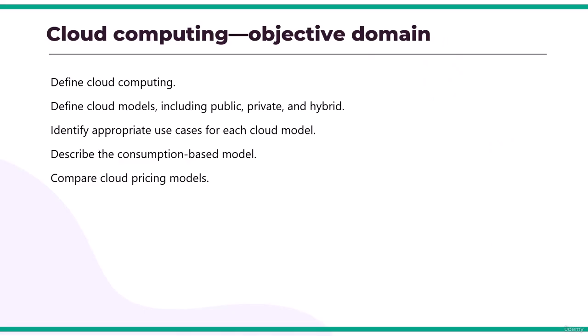Let's focus on the main objective of this particular domain. First, we have to define what this cloud computing is. What is the definition of cloud computing as per any new learner? Once we understand what cloud computing is, we'll focus on defining cloud models, including the 3 models: public, private, and hybrid. Then we have to identify the appropriate use case for each cloud model. Now, which one you're going to use and which model is perfect for your industry and your customer, that is what we have to decide.